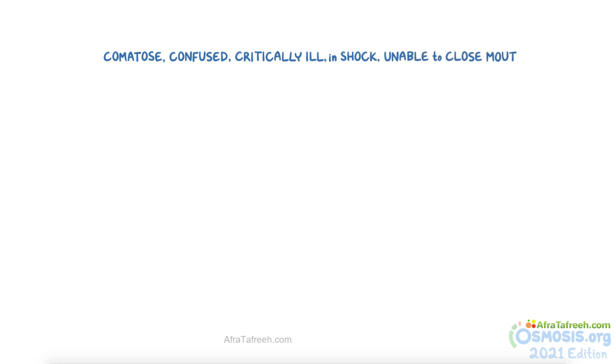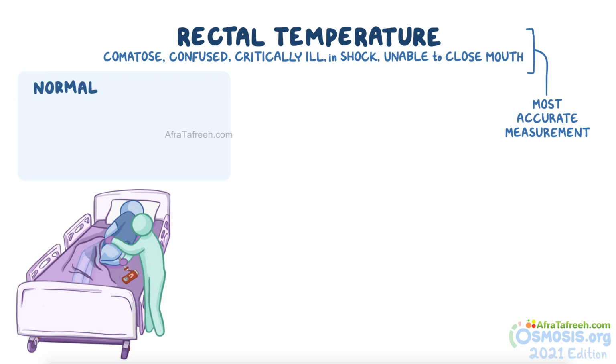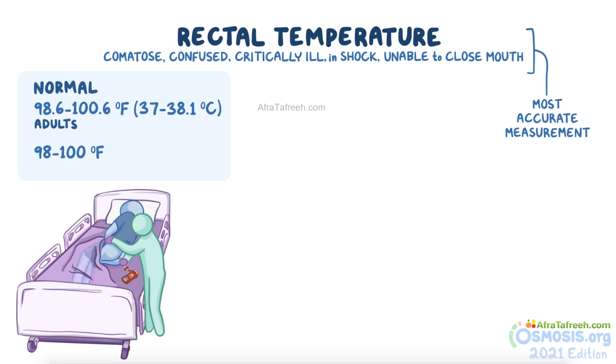Now, if the client is comatose, confused, critically ill, in a shock, or unable to close their mouth, obtaining a rectal temperature would give the most accurate measurement. The rectal temperature is normally 0.7 degrees to 1 degree Fahrenheit or 0.4 degrees to 0.5 degrees Celsius higher than the oral temperature. This means it should be between 98.6 to 100.6 degrees Fahrenheit or 37 to 38.1 degrees Celsius for adults and 98 to 100 degrees Fahrenheit or 37 to 38 degrees Celsius for children.